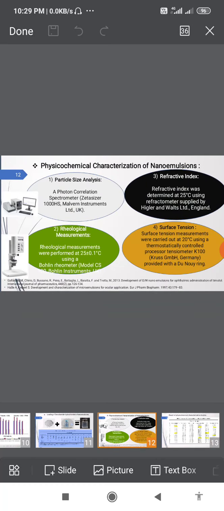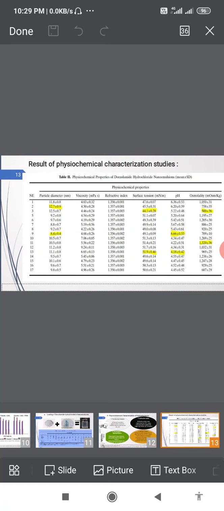Now the surface tension. Surface tension is measured by using a thermostatically controlled processor tensiometer K100, and as we can see here, the surface tension of the system is in a range of 44.1 to 51.9 millinewton per meter, and it is also an acceptable value, because the tear fluid has a surface tension around 40 to 50 millinewton per meter.